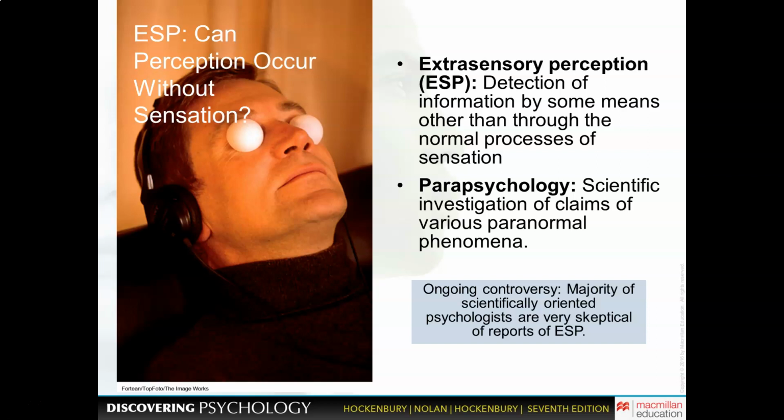Okay, now we're going to change gears here. We're going to talk about something here that students tend to kind of get a kick out of, ESP. ESP stands for extrasensory perception. So extrasensory, that kind of refers to detection of information by some means other than through our normal process of sensation. So I'm going to stop here and I'm going to ask you, do you think it's possible for us to perceive information through other processes that are other than normal processes of sensation?